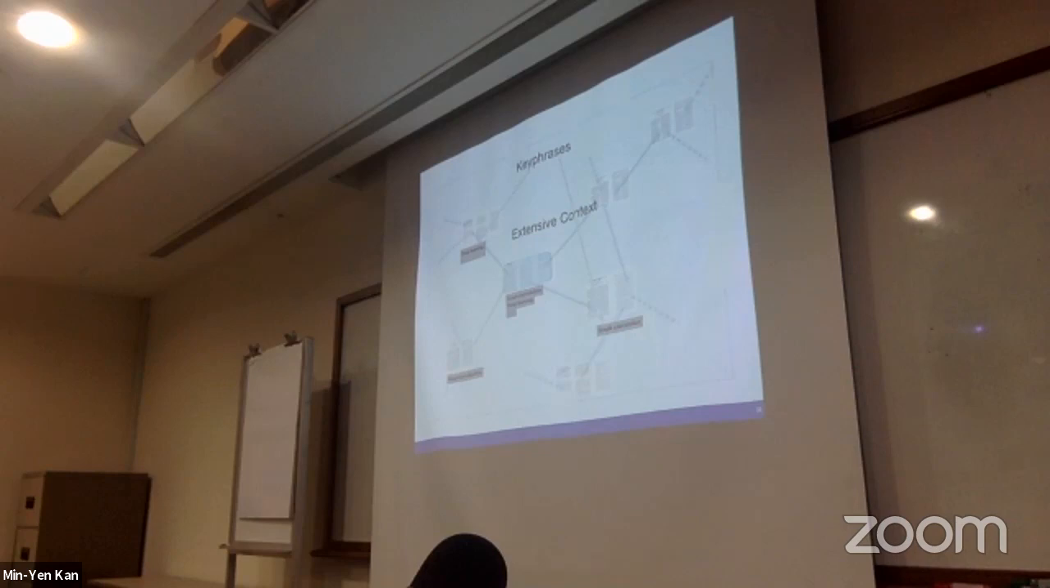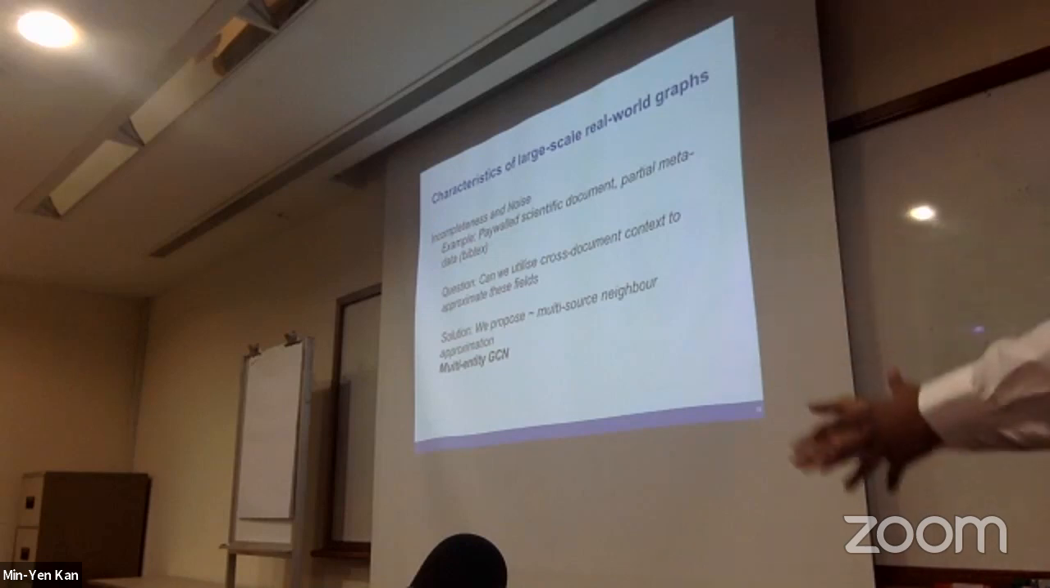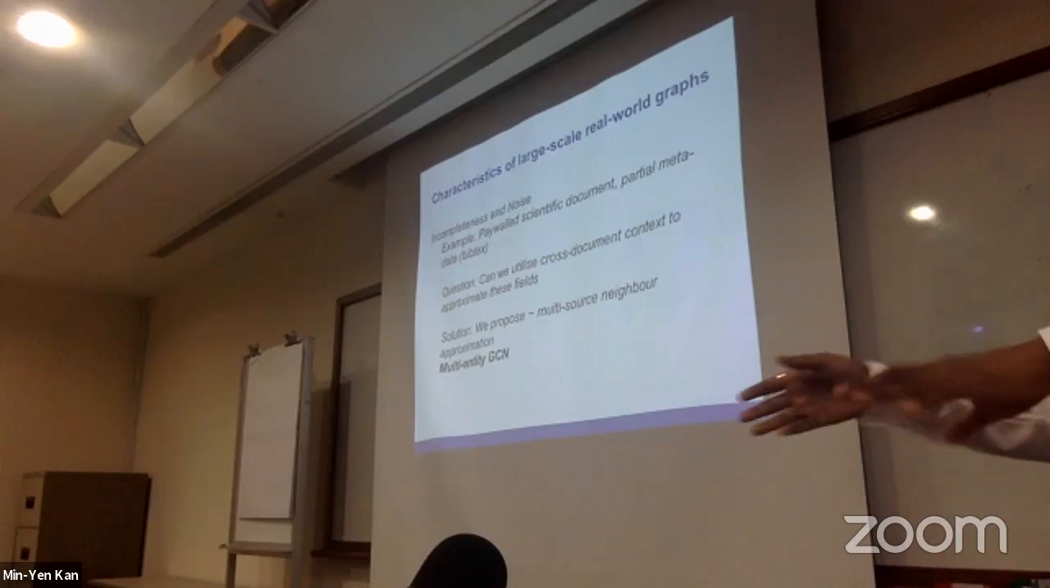So this is extensive context, and we'll still be looking into the problem of key phrase extraction, but from a different point of view. This is not to say that this is a new model, but it's more like an application of how graph convolution networks can solve a real life problem. So what is the real life problem that we are trying to talk about in this particular extensive context?